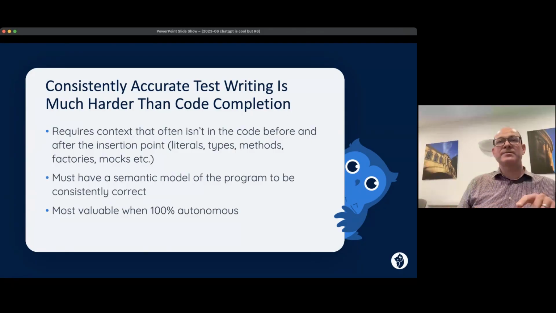And oftentimes there are methods, factories, literals, things that you need in order to write a unit test that aren't there. They're elsewhere in the program. Second thing is that you need a semantic model of the program to be consistently correct. If we want to do this so that a human doesn't have to look at everything and try and figure out if there are any bugs in it, then you must have a semantic model of the program. And that's much more valuable when it's 100% autonomous, right? Because you're not requiring somebody to do a monitoring task and check every single thing.